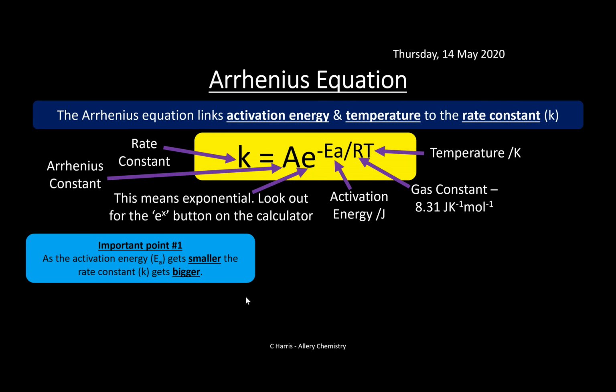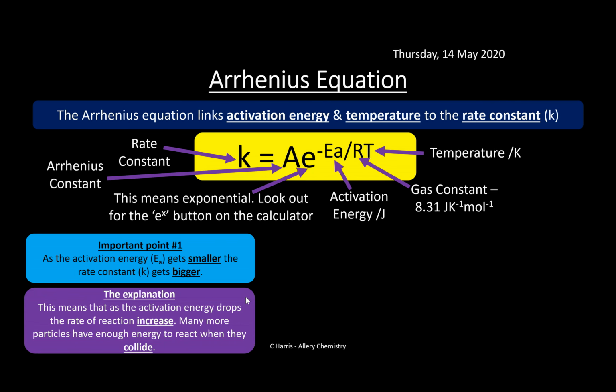The first important point to note from this equation is that as the activation energy, Ea, gets smaller, the rate constant, k, gets bigger. So the lower the activation energy, the larger the rate constant. If we're lowering the activation energy, it means we've got a higher chance of a successful collision. So when activation energy drops, the rate of reaction increases because more particles are able to collide with sufficient energy. That's very important.